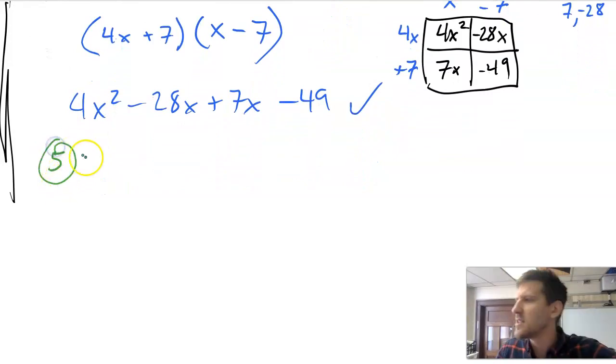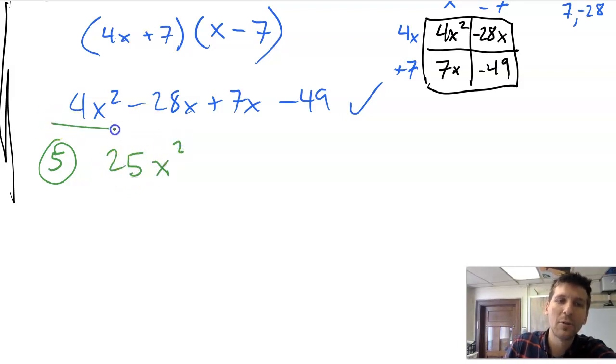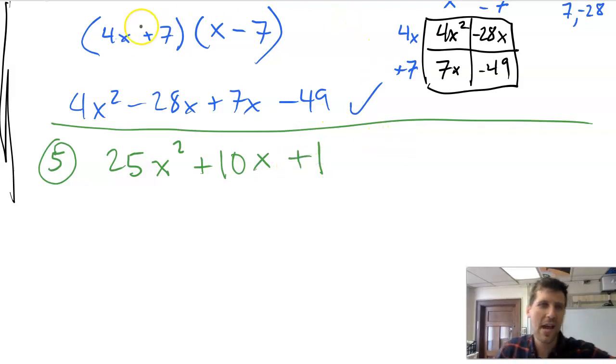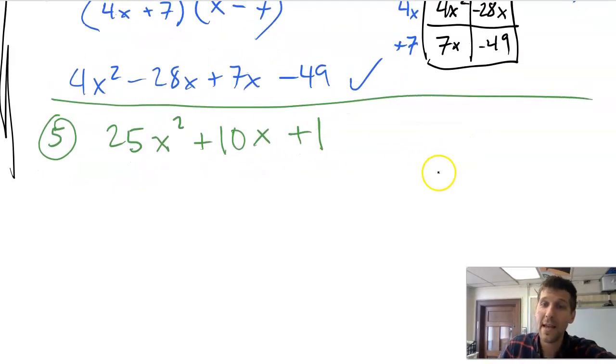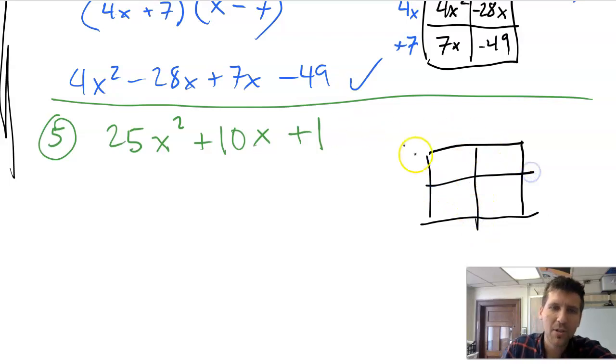I'll do one that's a special case that maybe we would have trouble with if we just stumbled upon it in the wild. So 25x squared. Let's take a look. Plus a 10x plus a 1. Some of you are saying, come on, Mr. T, I got this one in the bag already. I would just knock it out. I can see it's a special case product. But what I'm curious is, would it work with the method we've been using? Well, let's take a look.